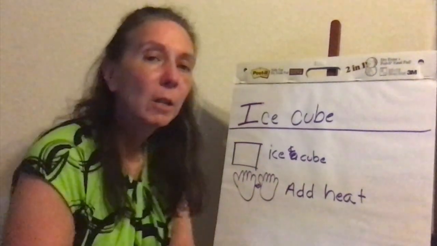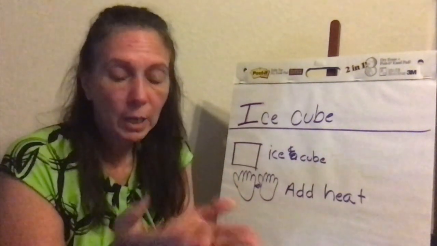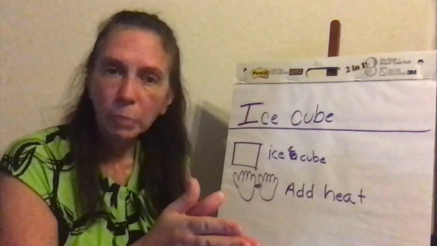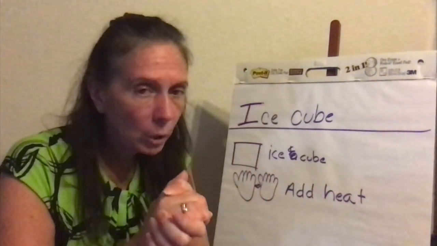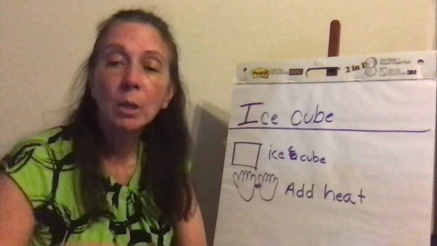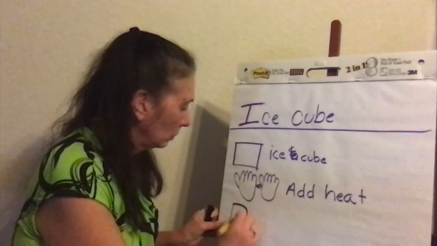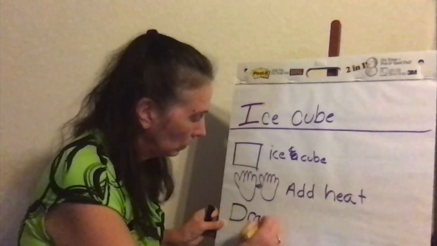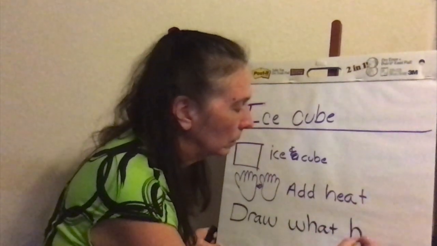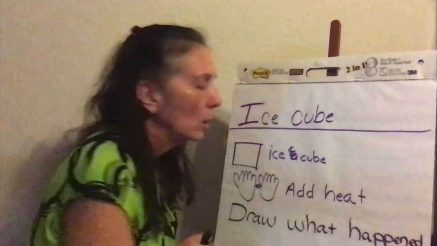Okay? As you are holding your ice cube, you can open your hands and look inside so you can see what's happening to your ice cube, and then put your hands back together so that we have lots of heat going onto our ice cube. Then you can open your hands again to see what's happening to your ice cube. Then I would like you to draw down here what happened to your ice cube.